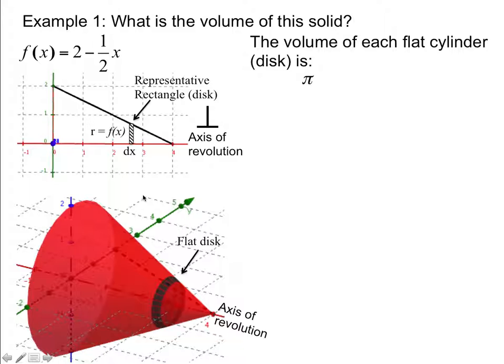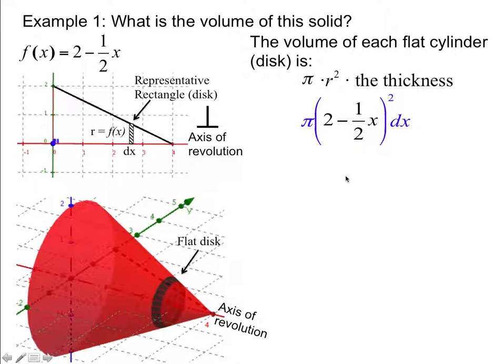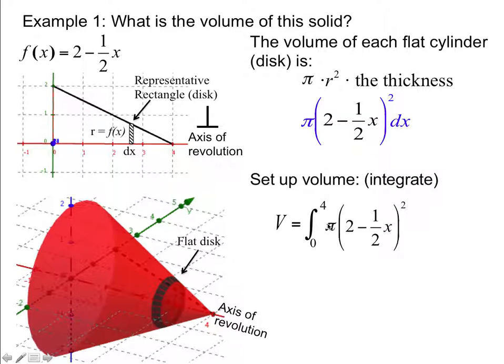So as we set up the volume then of the disk expression, we get pi r squared times the thickness. And so we know that our radius is our function, so it's 2 minus half x squared. So we have a little foiling to do here, and we know the thickness is dx. So we're going to go ahead then and set up the integration for that. So this is our disk. We're going to stack those disks from here to here, which means from 0 to 4. And then we're going to stick our disk expression right in here, pi times 2 minus half x quantity squared dx. And then we're going to have to FOIL.